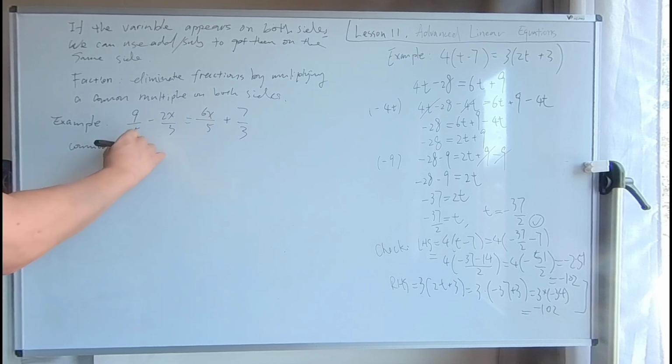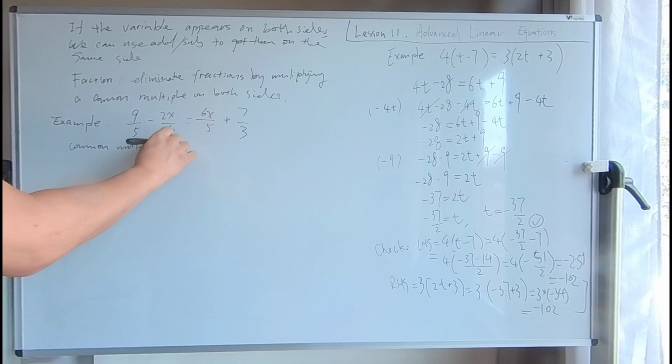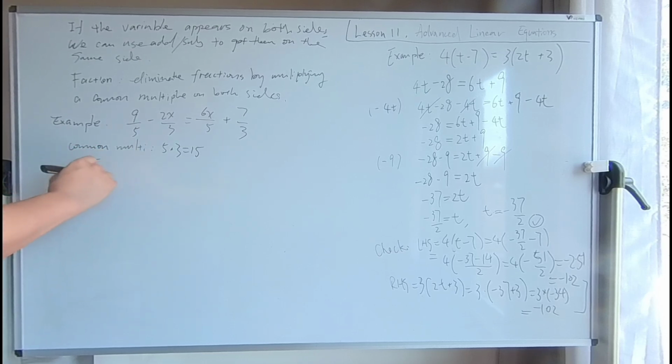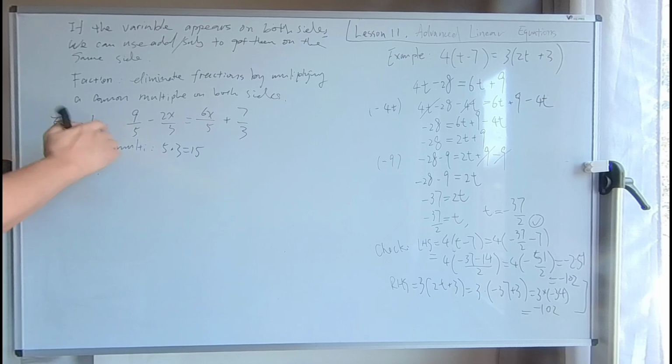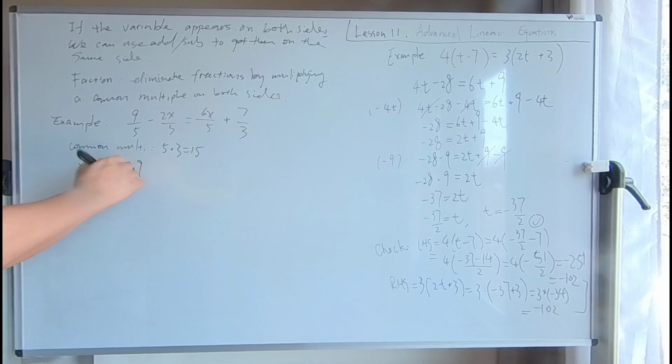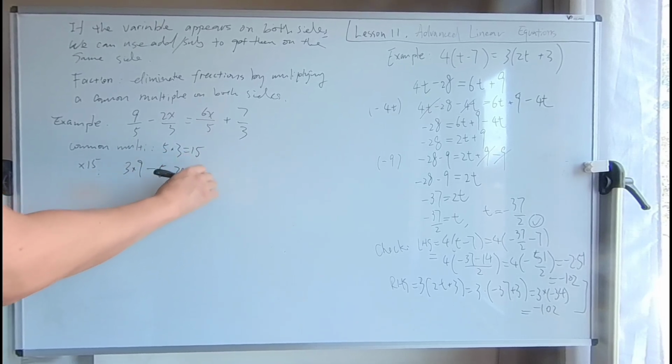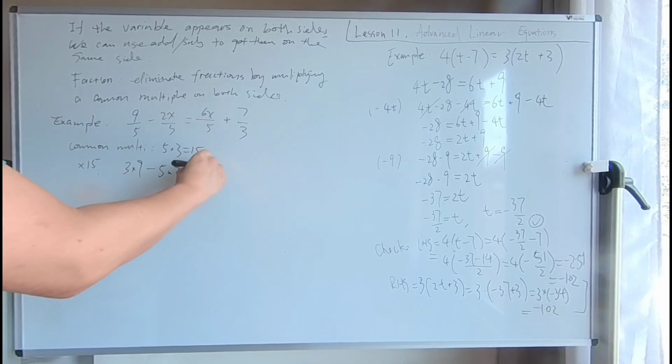So the common multiple could be 5 times 3, which is 15, right? If I multiply 15 on both sides of the equation, it will cancel out or eliminate all the denominators, converting all the fractions into numbers. So let's do this. Multiplying 15 on both sides, I will get 15 times this gives you 3 times 9, because 5 cancels out with this 5. And 15 times this will be 5 times 2x. 15 times this will give you 3.